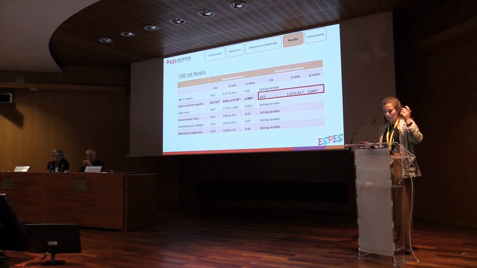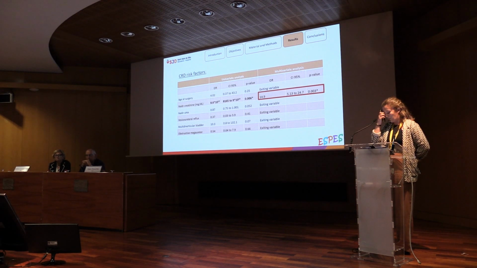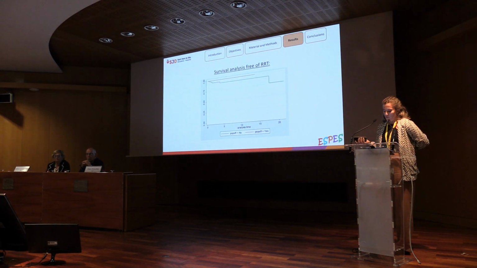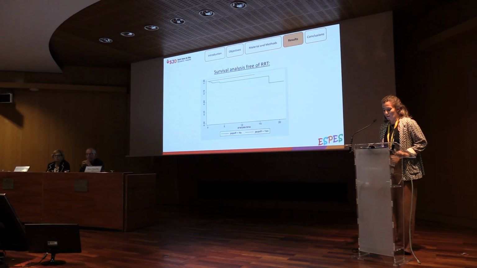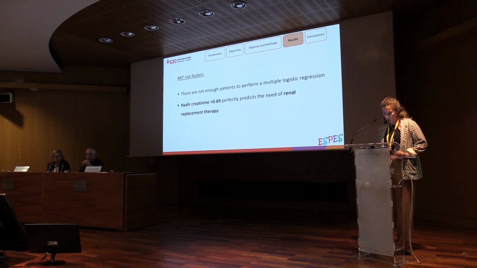Regarding the risk factors for chronic renal disease, we saw that the main one was creatinine, which is the lowest value of creatinine per year of life. We saw that for every unit higher, it increases the risk of developing chronic renal disease 15 times. We also performed a survival analysis free of renal replacement therapy, and we also saw again that no patients with pop-off mechanisms needed this kind of therapy.